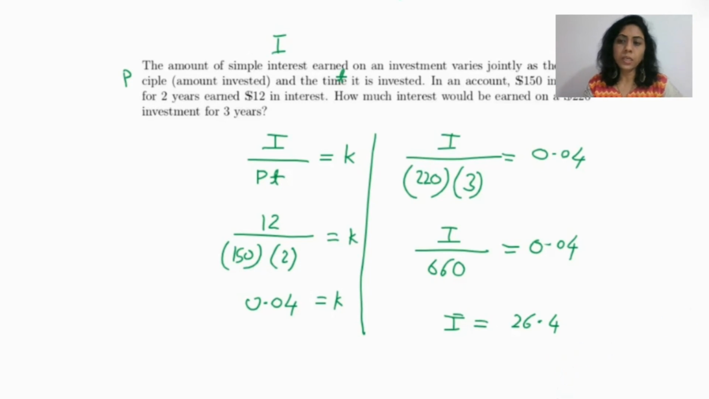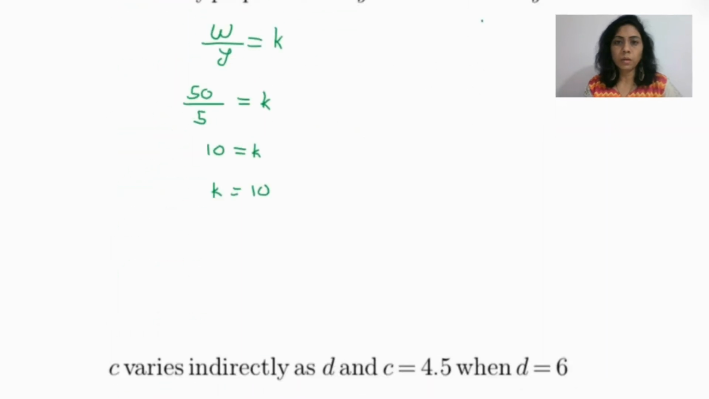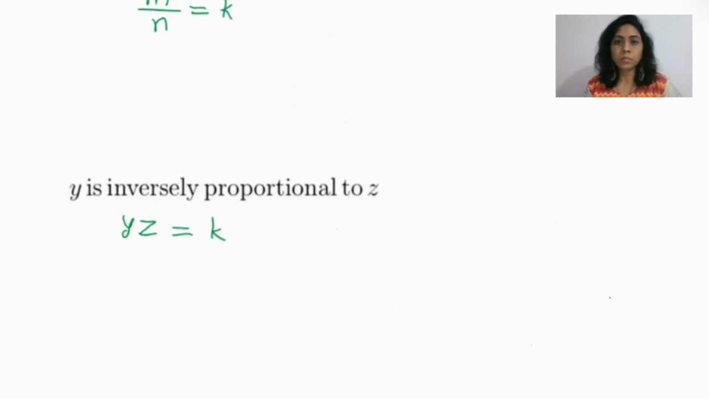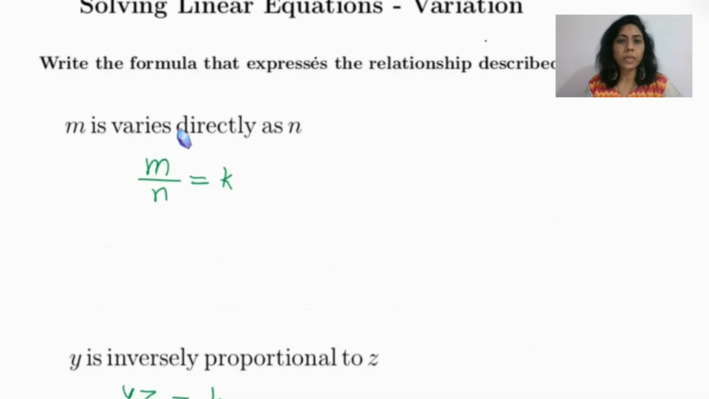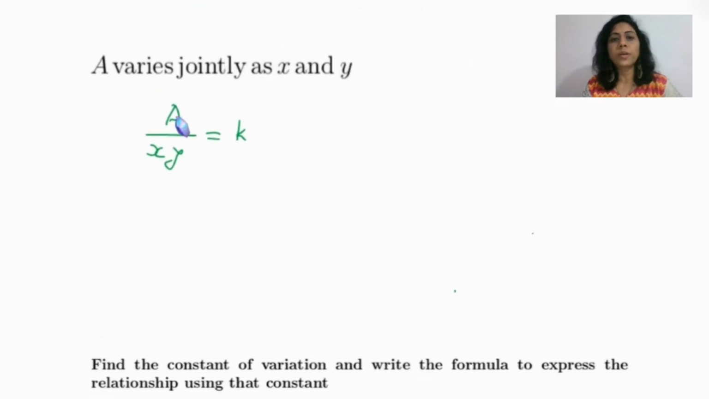Okay. So very easy, just remember the keywords here. Varies directly means divide, inversely proportional means multiply, and varies jointly means divide by the product. Okay, so very simple questions.